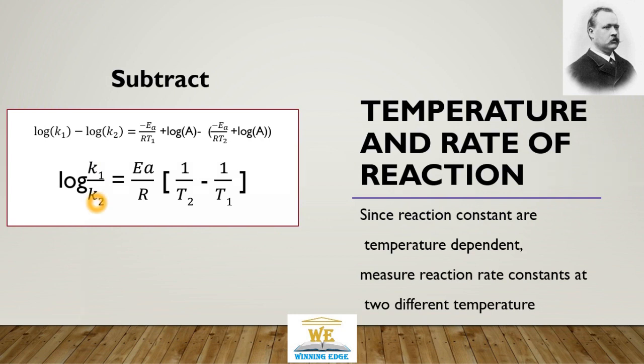Let's say we know K2 at temperature T2. Now we want to calculate at T1 temperature. We can calculate it because activation energy will remain the same. Only the reaction constant will vary according to temperature.